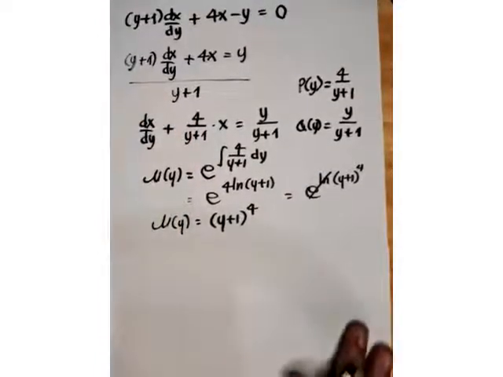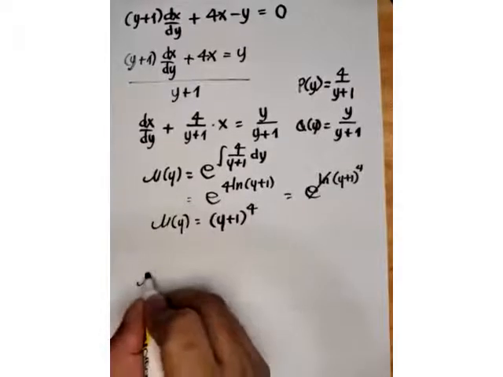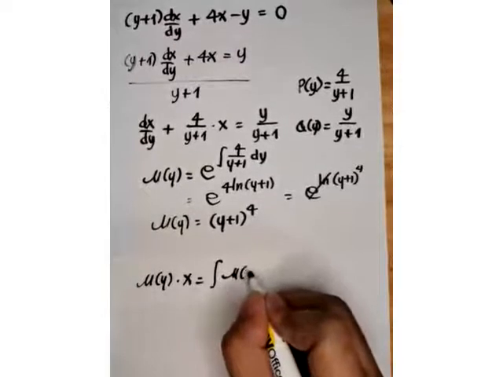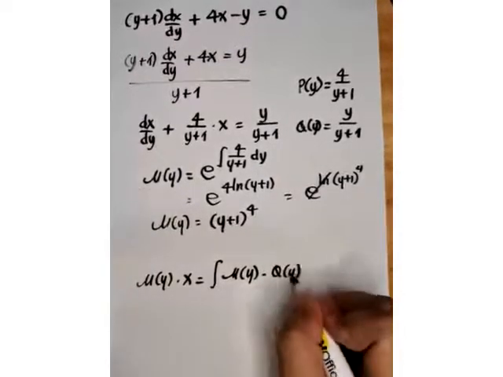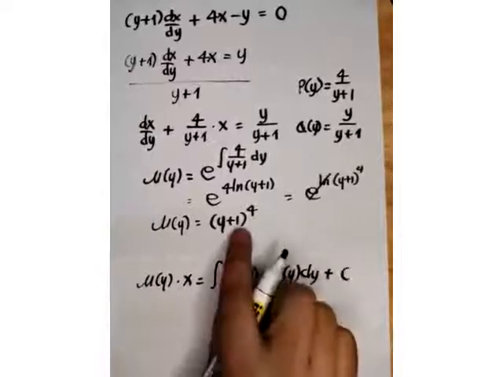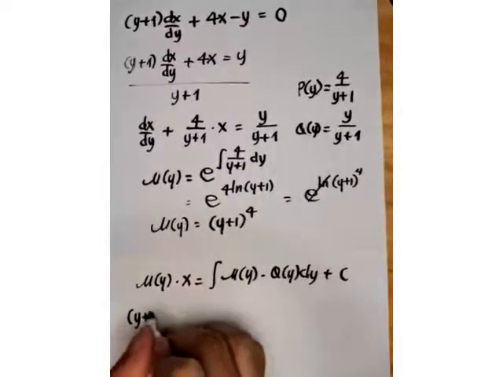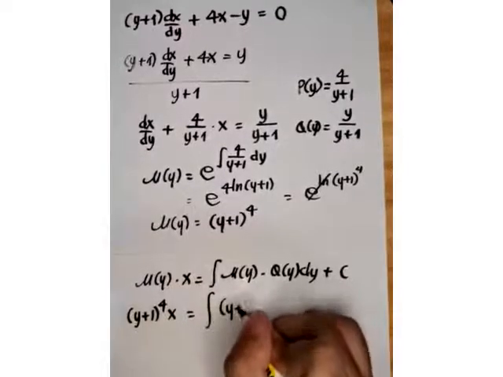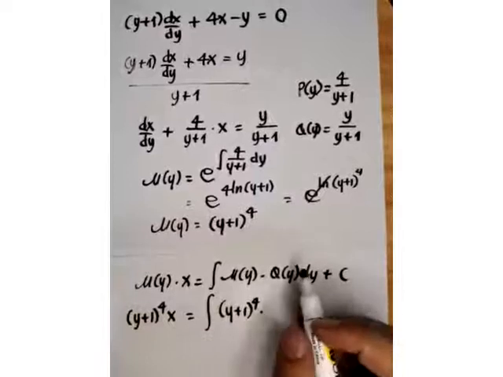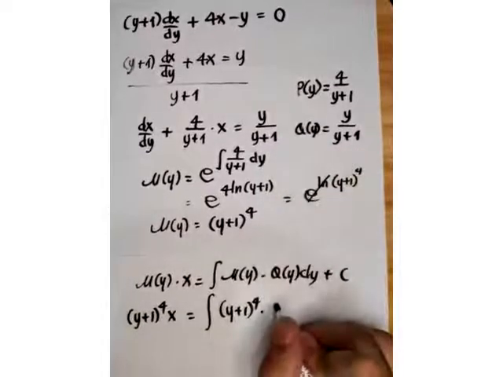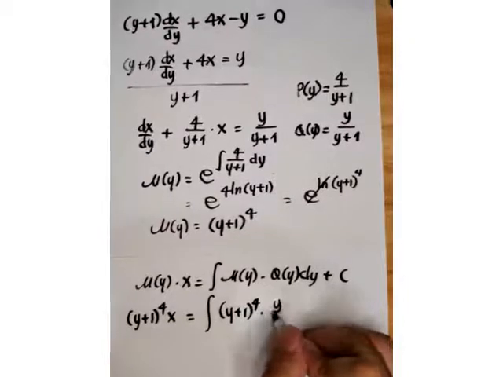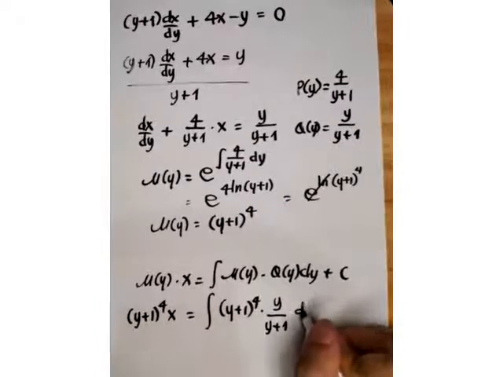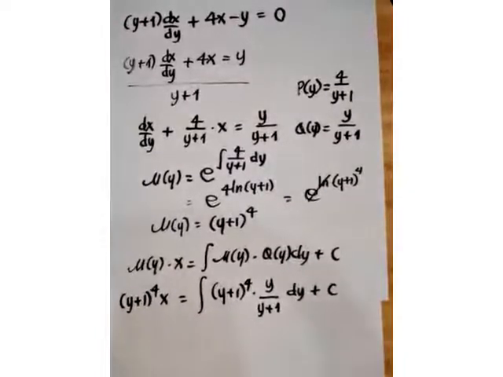Okay, so that means, let's apply our formula. So mu of y times x is equal to the integral of mu of y times q of y dy plus c. So let's substitute. So we'll have y plus 1 to the 4th times x is equal to the integral of y plus 1 to the 4th times yung q of y. So y all over y plus 1 dy plus c.